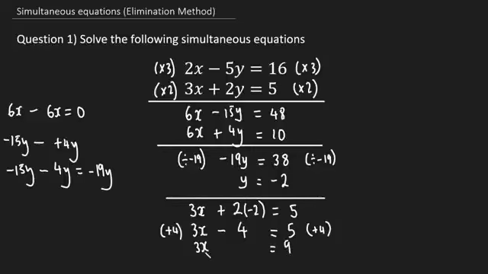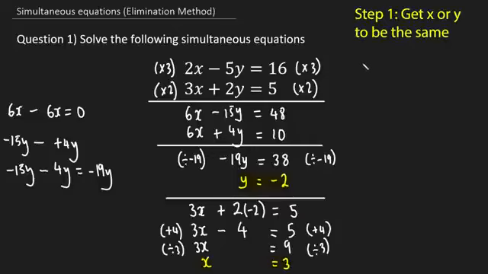And now to isolate the x, it's 3 times x. So I'm going to divide both sides by 3 like this. And this is going to give us x is equal to 3. And there you have it. We found y to be equal to minus 2 and x to be equal to 3.